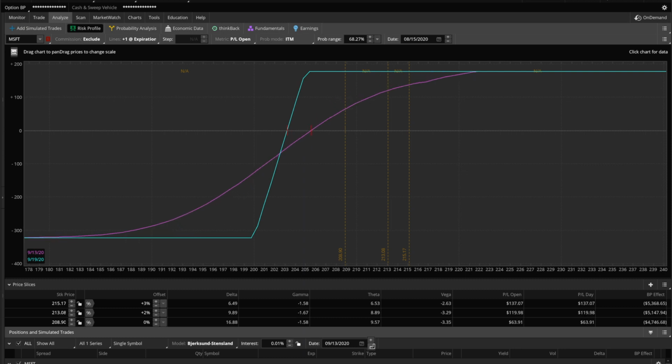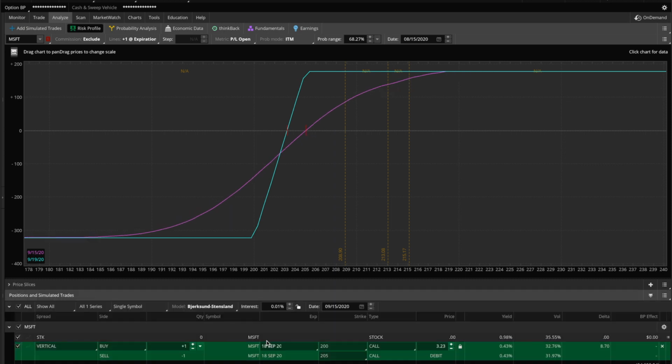Now on Thinkorswim, when you do your risk profile, this blue line here shows you your profit at expiration, so if you let the contract go all the way out to expiration, and this pink line here shows you what your profit would be at the date that you have set. So it takes into factor your time decay and all of your option Greeks. So what we can do here, as you can tell, is when we have our price slices, let's go all the way out right here.